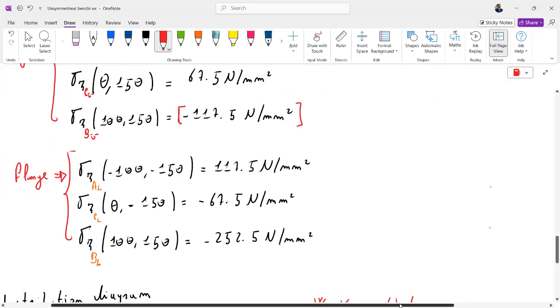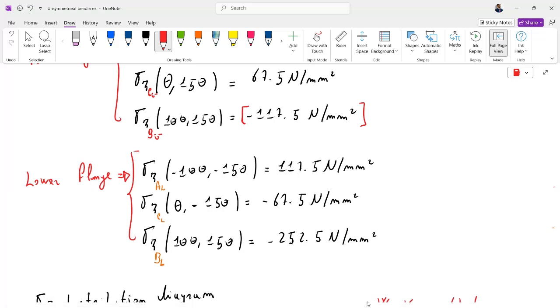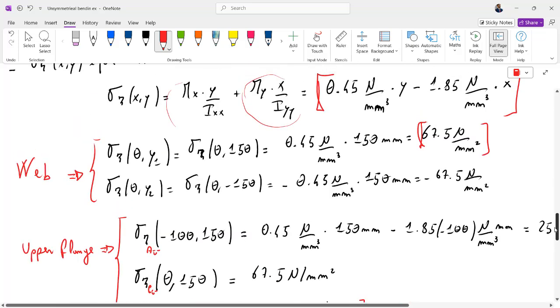Now we can calculate the sigma z for the lower flange, but it is simple to note that all the coordinates are the opposite of those used before. So we have the same value but with opposite sign. So for instance, these two values are the same as the same point but with the opposite sign. And we have the opposite value of this sigma z.